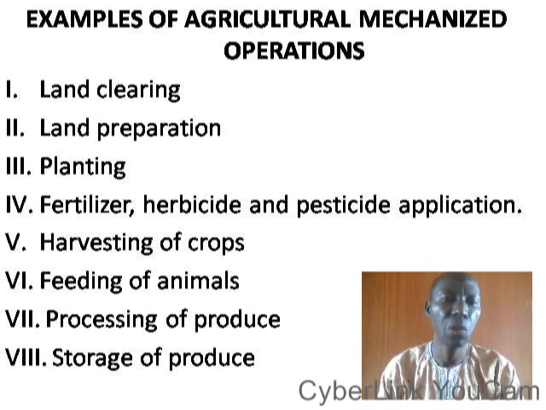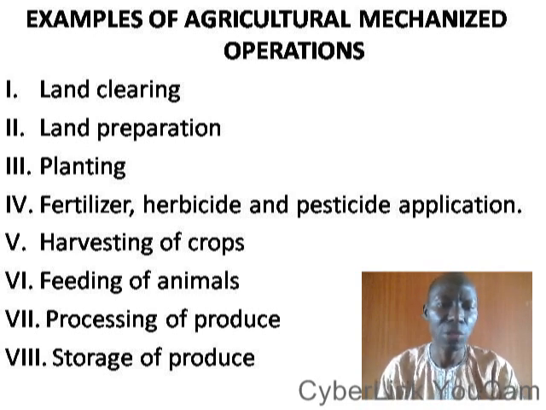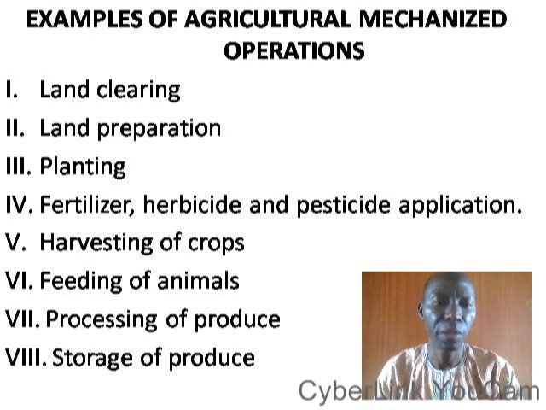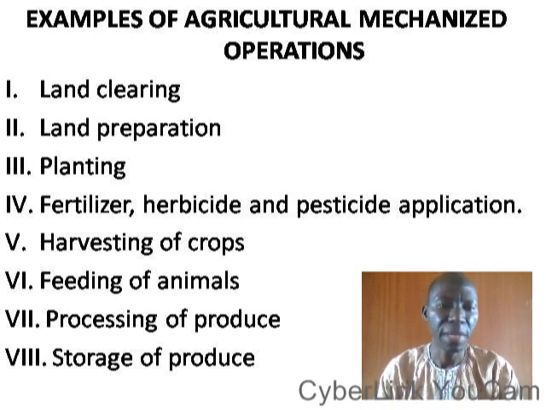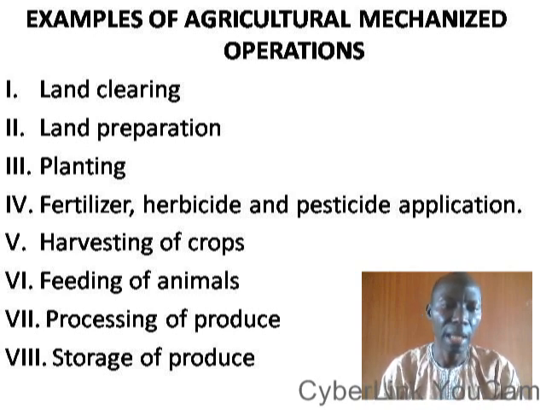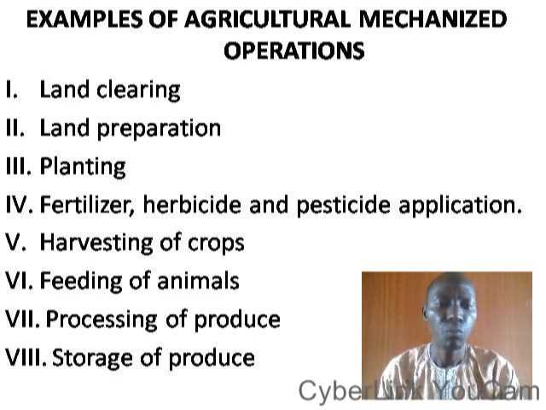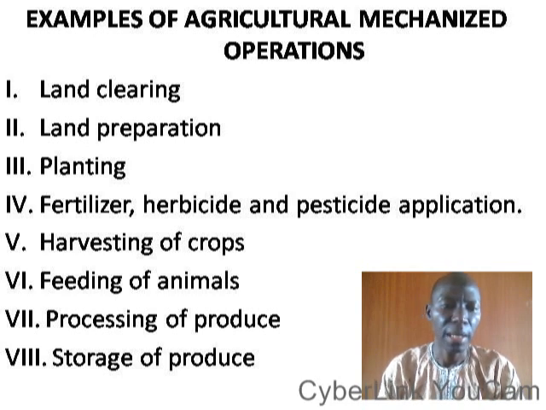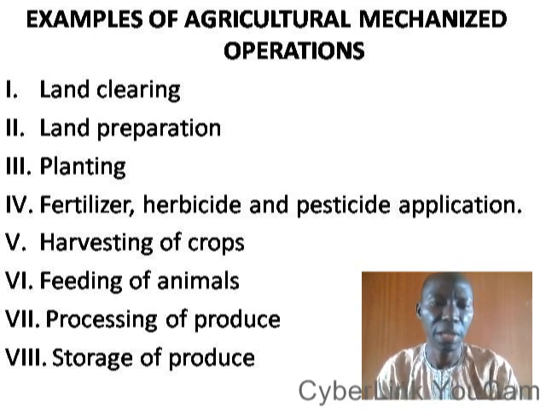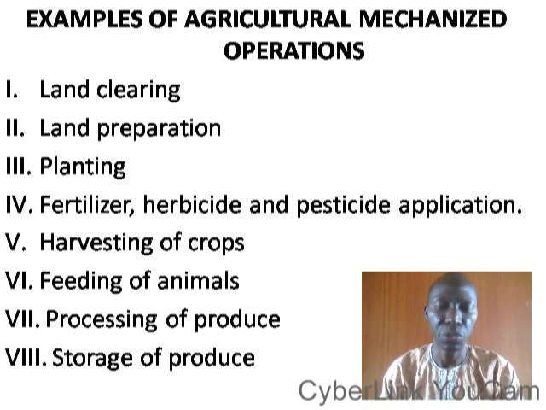We also have feeding of animals. These farm operations have also been enhanced because there are some machines that can automatically feed the animals. Processing of farm produce: there are machines that help us to process the farm produce in a better way. Storage of farm produce is another farm operation for which numerous storage facilities have been produced in order to store the farm produce.